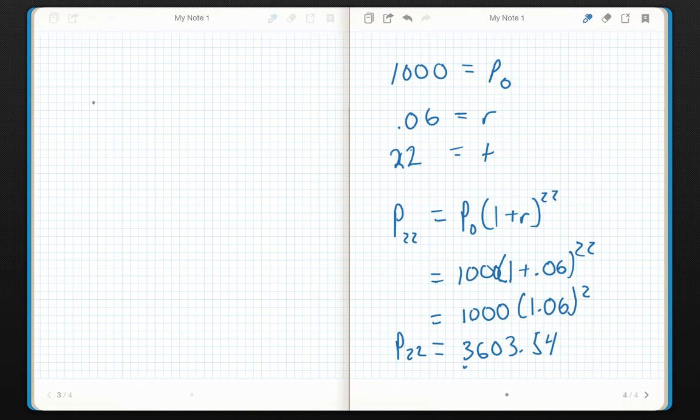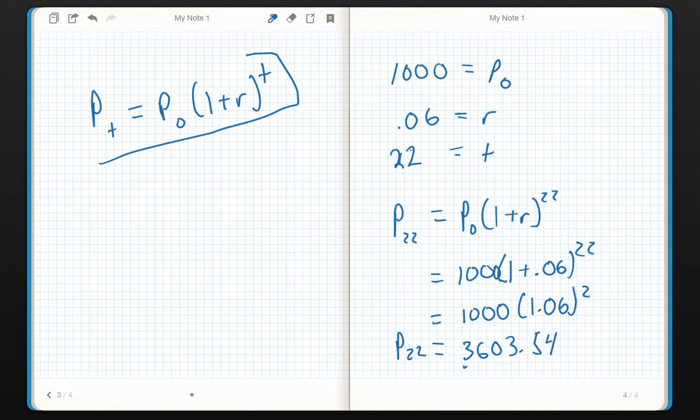In general, PT equals P0 times 1 plus the rate raised to the T power, depending on how many years it takes. Hopefully that'll help you, and that's enough of that.